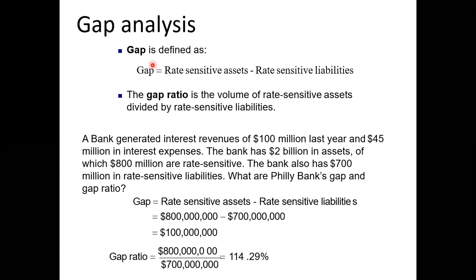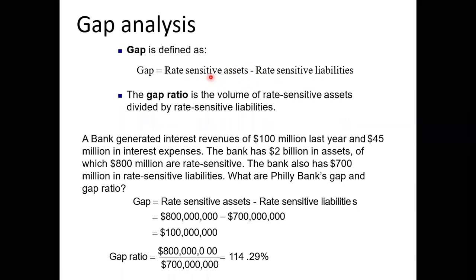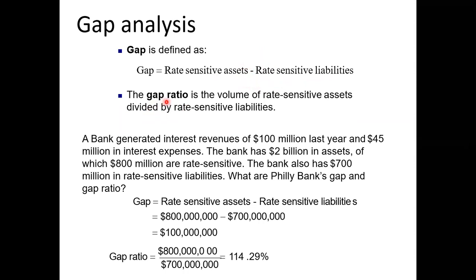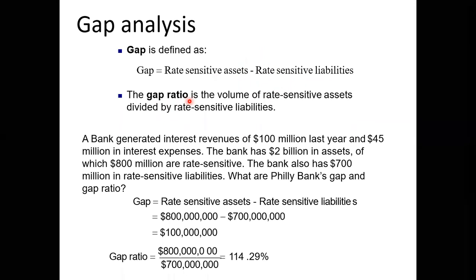So the gap is rate sensitive assets minus rate sensitive liabilities. The gap is simply rate sensitive assets, here we put minus, rate sensitive liabilities. The gap ratio means rate sensitive assets divided by rate sensitive liabilities. Here we have to put a division mark, not minus, in the case of the gap ratio. The gap ratio is the volume of rate sensitive assets divided by rate sensitive liabilities.